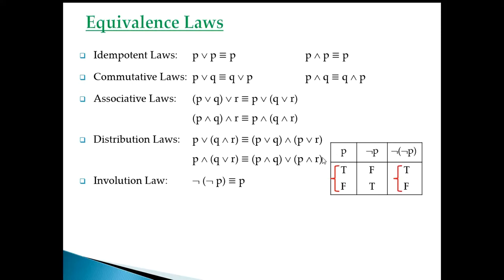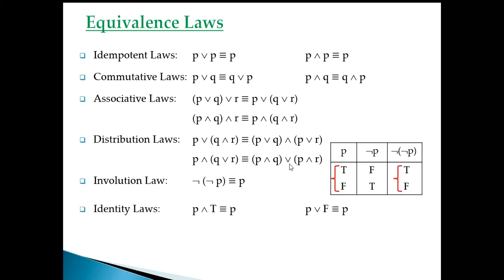Like that, you can verify all your laws by the truth table. Clear? So now next one is the identity laws. What are the identity laws? P and T, where T represents the truth, meaning all values are the truth value T, is equivalent to P. And if we take the or, P or F is equivalent to P. And you can also verify this by the truth table.